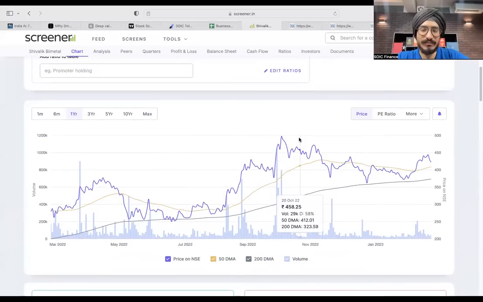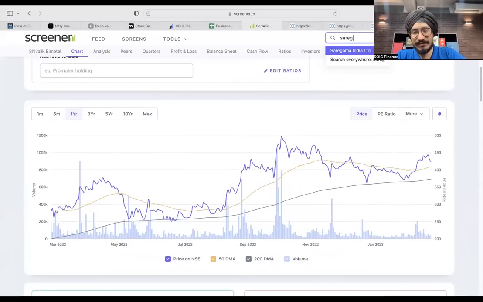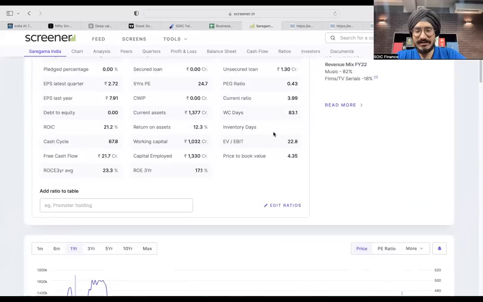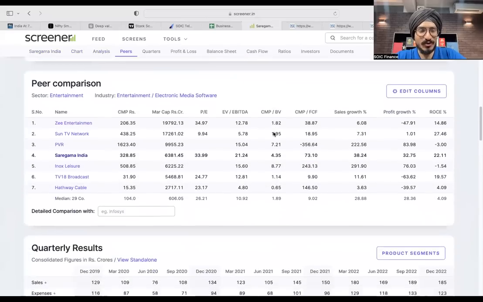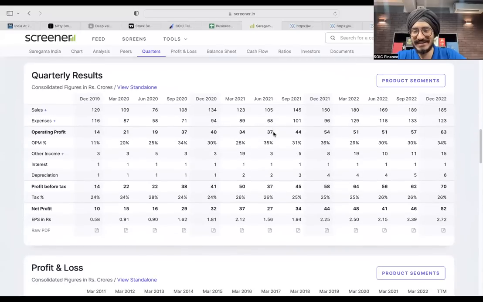Nothing too bad, because this is one result season where I thought none of the companies have actually missed. One of the companies which has been falling as if there is no tomorrow is Saregama, whereas in spite of falling, if you look at the results, 52 crore PAT, which was higher than last quarter, and also higher by almost 20% year on year. And margins were also intact.